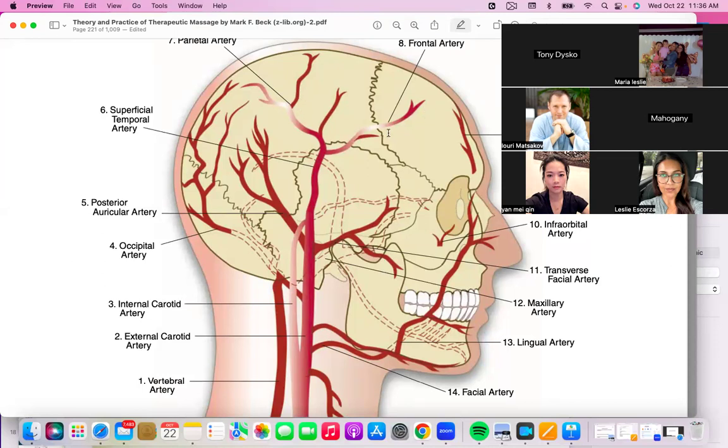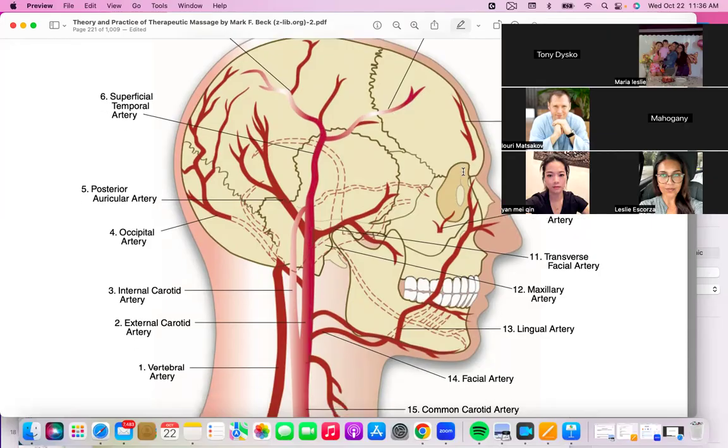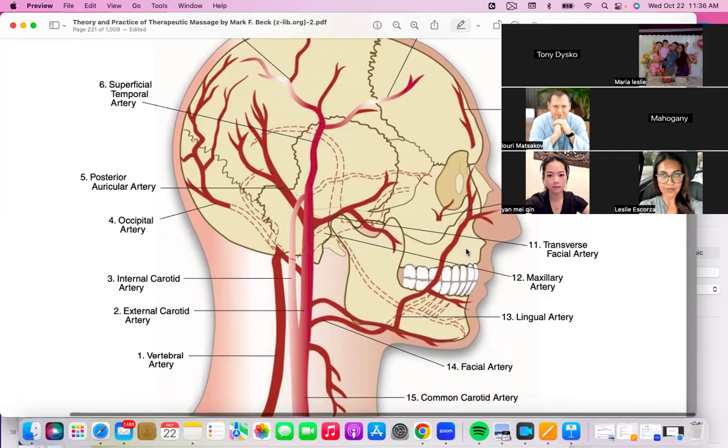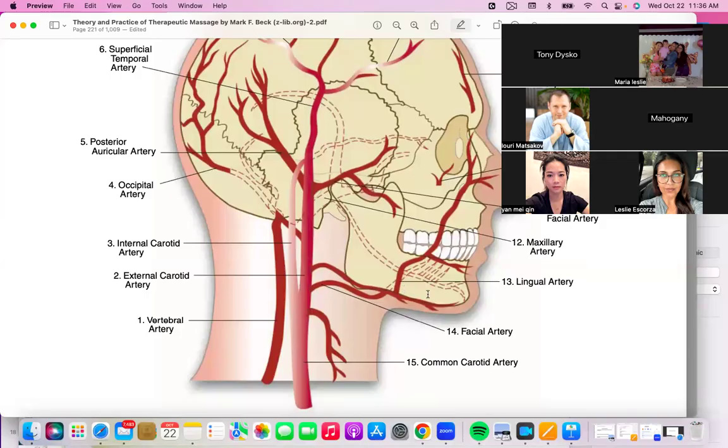The frontal artery on the frontal bone, the supraorbital artery right on top of the supraorbital arch right here, infraorbital right underneath, and that supplies one. And what do you got here? We got the lingual artery and the facial artery right here that supplies and extends over to the rest of the body.